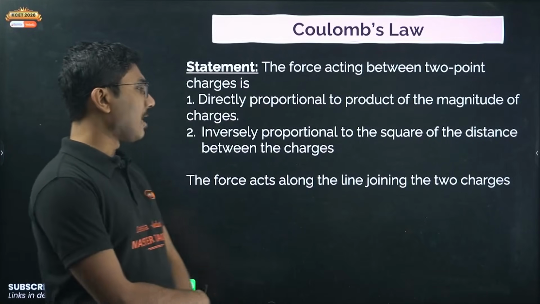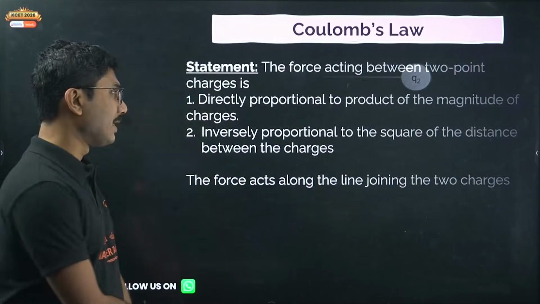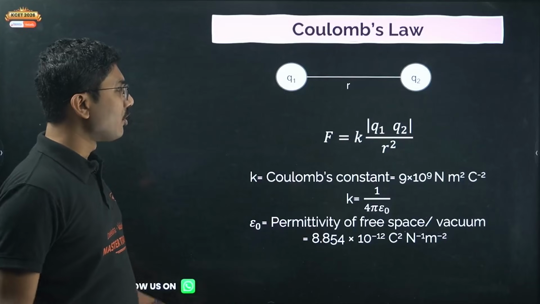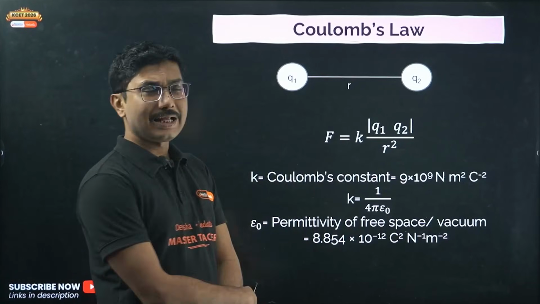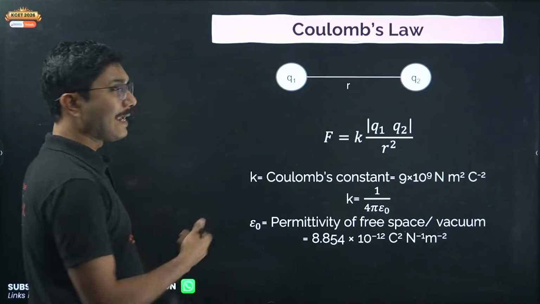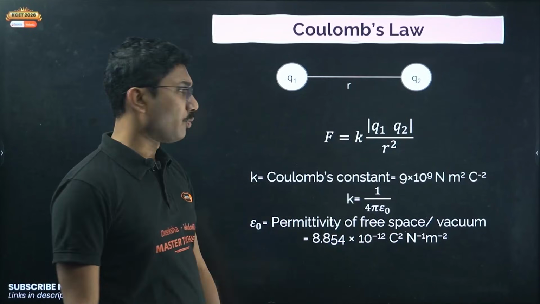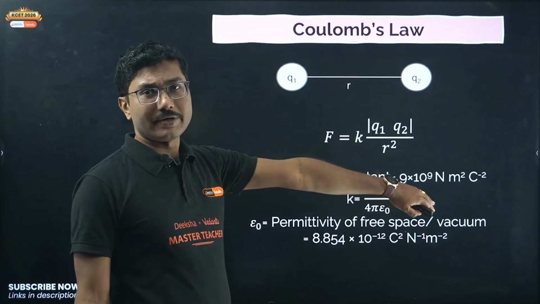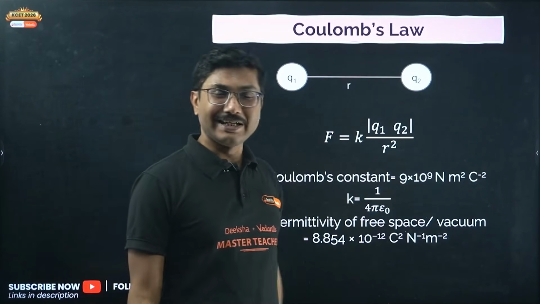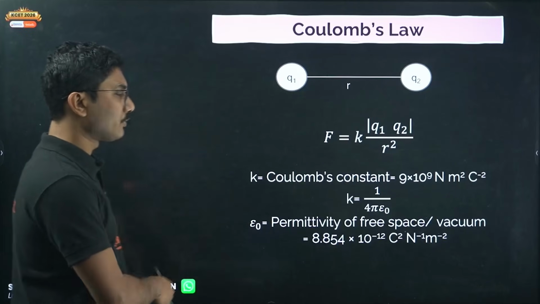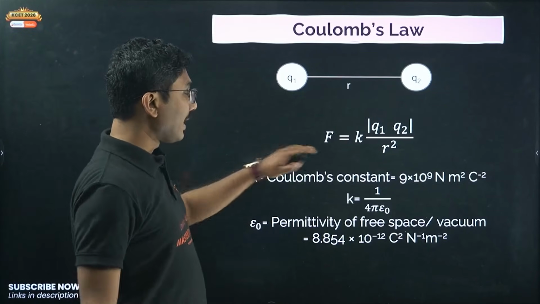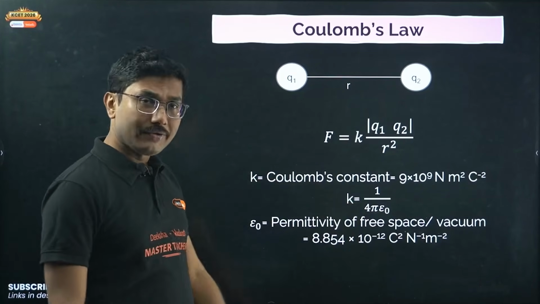The force acts along the line joining the two charges, and mathematically the same formula can be written as F is equal to K Q1 Q2 by R square. K is the Coulomb constant, which is given by 1 by 4 pi epsilon naught. The constant is very simple to remember, 9 into 10 to the power of 9 Newton meter square per Coulomb square, where epsilon naught is called the permittivity of free space.